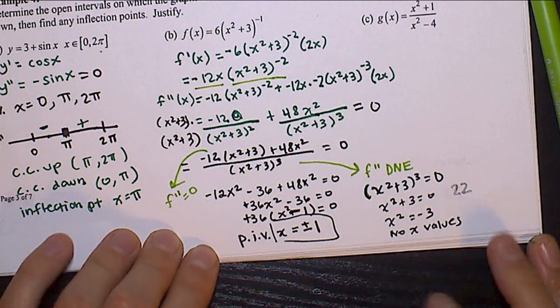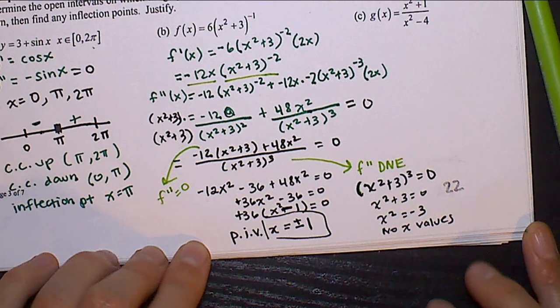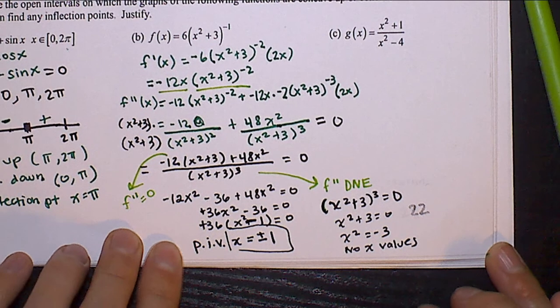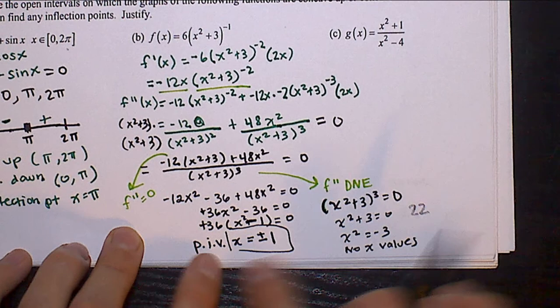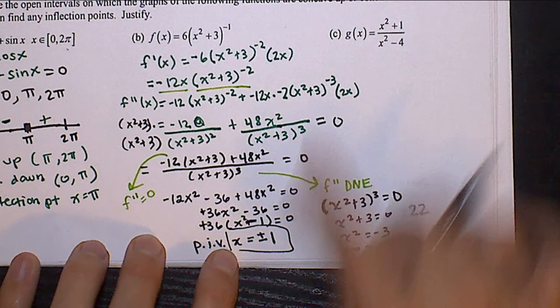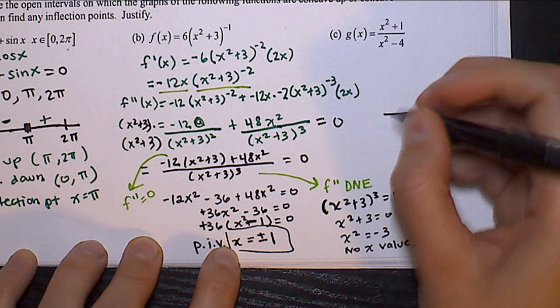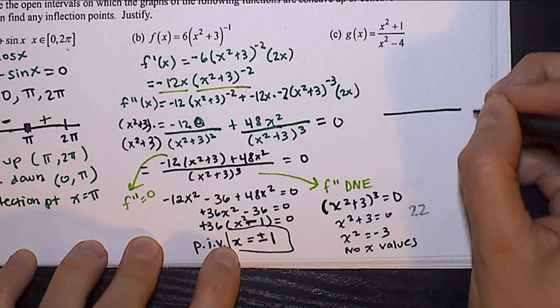You're all probably like, Miss, this is so extra. This is so much extra work. But yeah, it was a little complicated, I'll be honest. So these are my possible inflection values. This was the hard part. Now I just make my little chart.